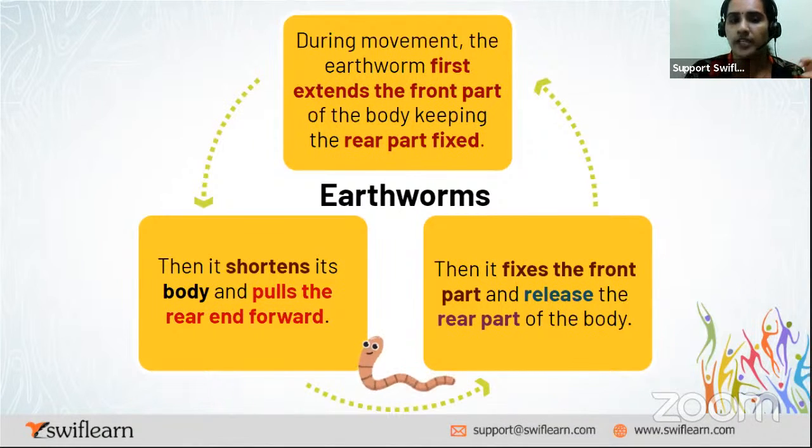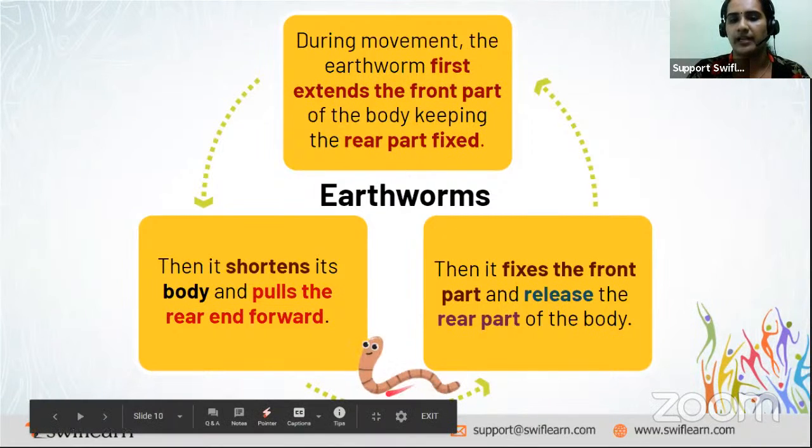Then it shortens the body and pulls the rear. So it is coming, and what will it do? It will pull the rear part to the front. Then it fixes the front part and releases the rear part of the body. That is how it is moving. That is why the movement is like this. Understood? So this will be the movement of the earthworm.